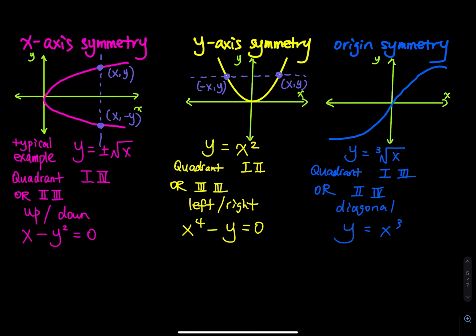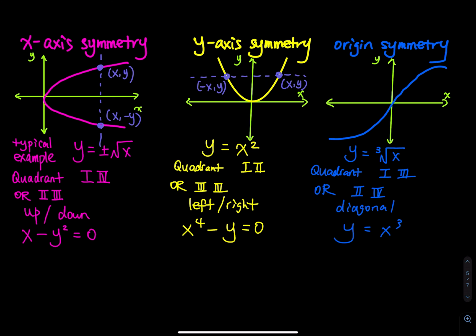x-axis, y-axis, and origin symmetry. Most of the textbook, they use a graph to explain this, but I have multiple ways to do it. So the way I do this is graph. Graph is always the best, but I always give myself a typical example.